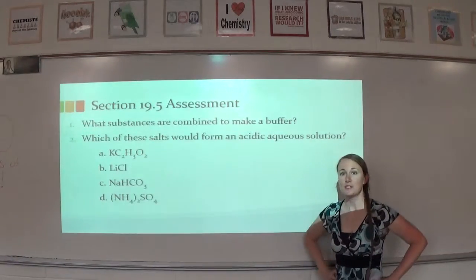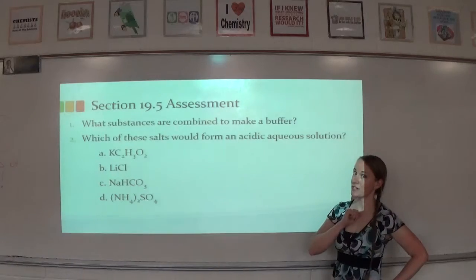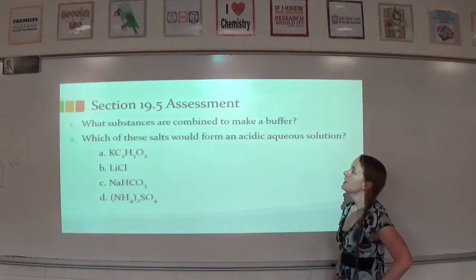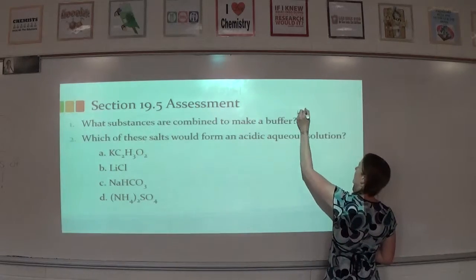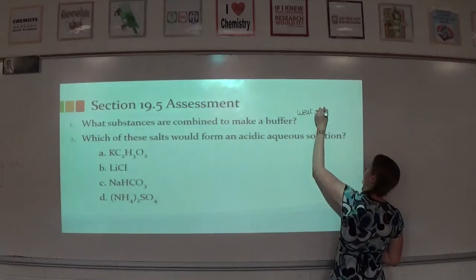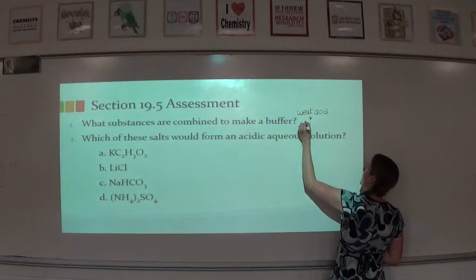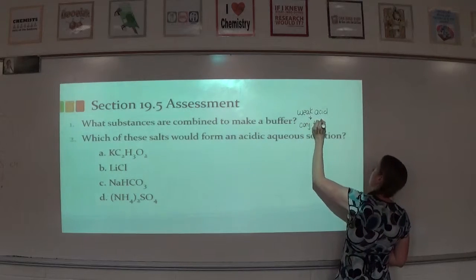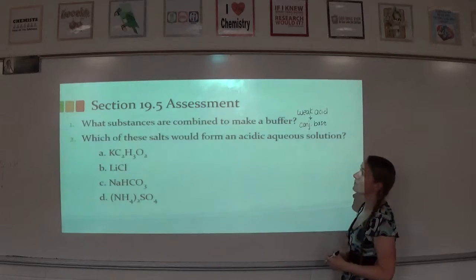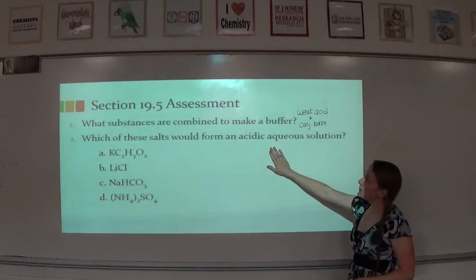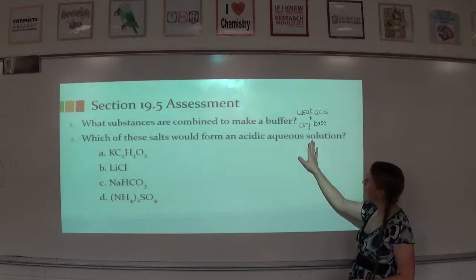Wow, this video is much shorter than section 19.4, if you suffered through that. So, what substances combine to make a buffer? Well, a weak acid and its conjugate base. Or, of course, you can say a weak base and its conjugate acid. It works either way. Alright, number 2, it says, which of these salts would form an acidic aqueous solution?